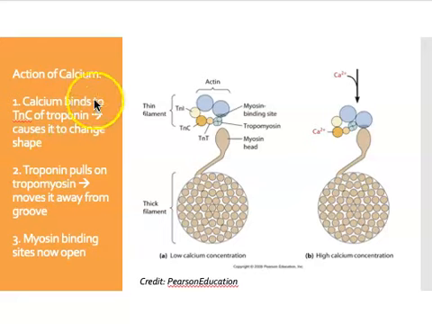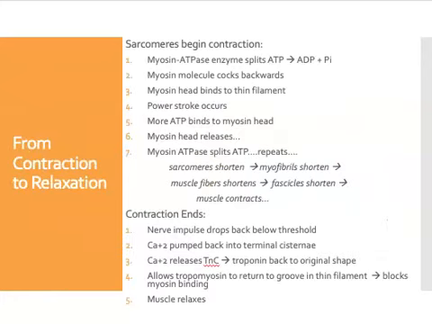That calcium then floods the whole muscle fiber. It binds to the TnC of troponin, causes it to change shape, and the troponin pulls on the tropomyosin and moves it out of the way and exposes the myosin binding sites. Now, as long as ATP is around, the myosin can now bind to those binding sites. Now we're ready for contraction.